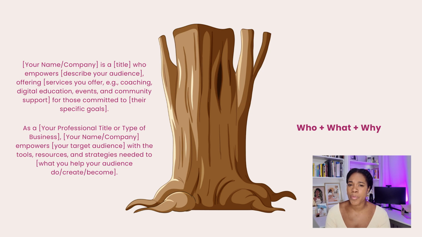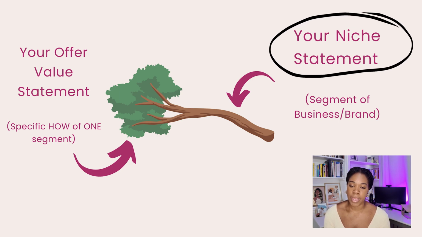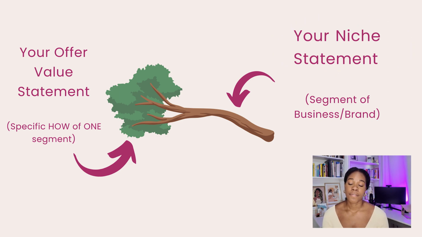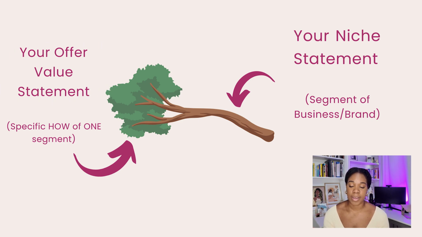And it also, for me, provides a gut checkpoint when I'm thinking about new offers, new things I want to do. Does it align with my tree trunk? Does it go back to my who, my what, and my why? Then as we go up the tree, again, we're niching up, we're going to start to look at our branches and our leaves. So a branch is essentially going to be a segment of your business or brand. And then that branch is representative of a niche statement. And then we've got our offer value statement and our specific how of one segment rather.